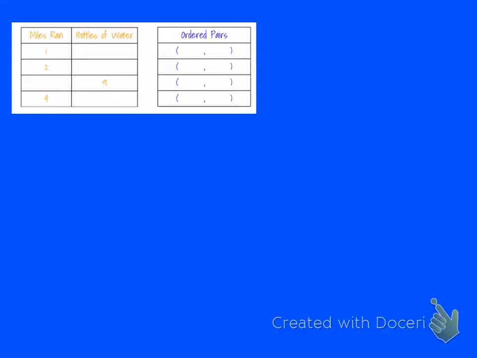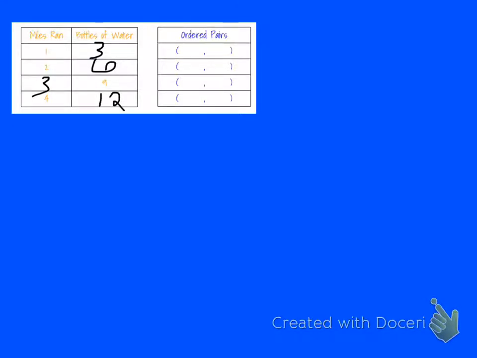So for the first one, 1 times 3 is 3. So I'm just going to go ahead and write a 3 in there. For the miles ran 2, I'm going to take that times 3 to get 6 bottles of water. For the next one, I'm going to try to figure out what times 3 equals 9, which is 3. And for the next one, I'm going to take that times 3 to figure out how many bottles of water I drink after 4 miles, which is 12.